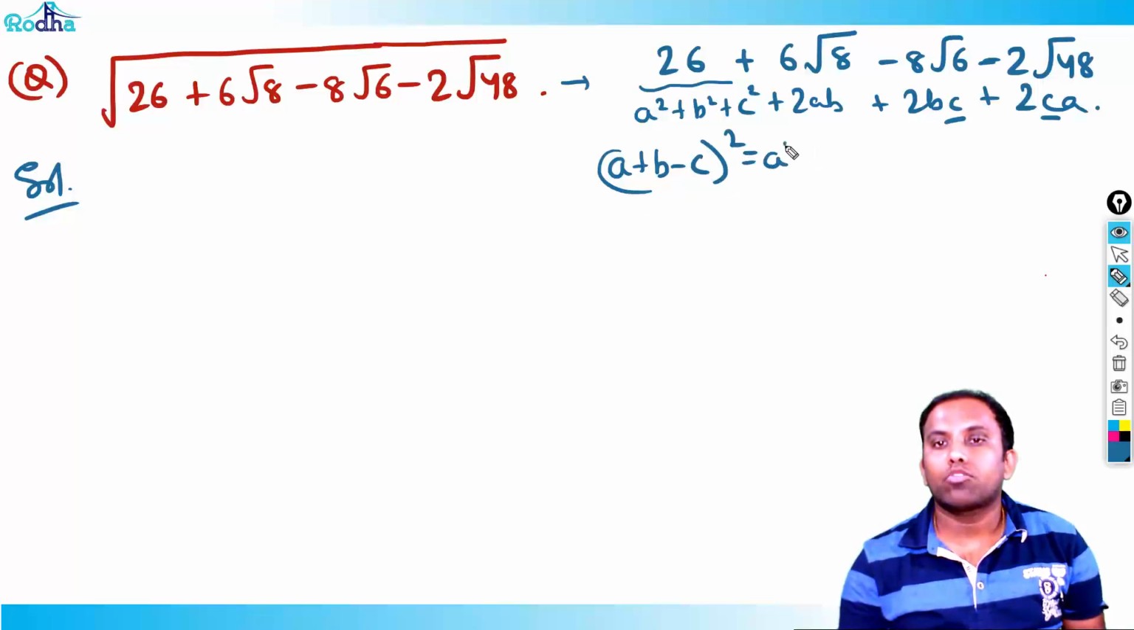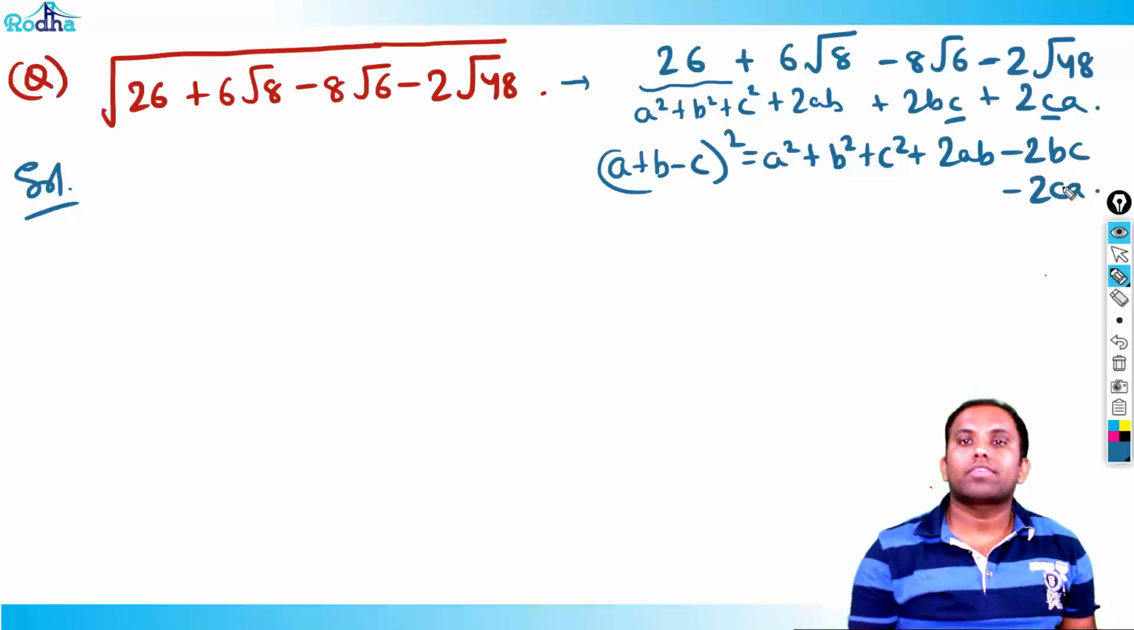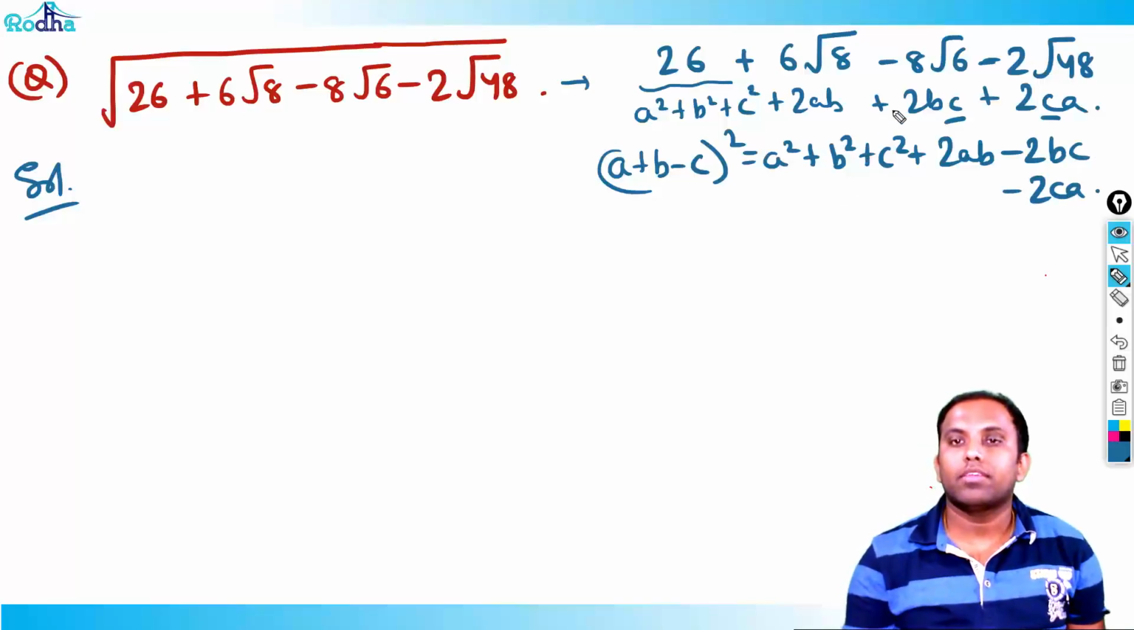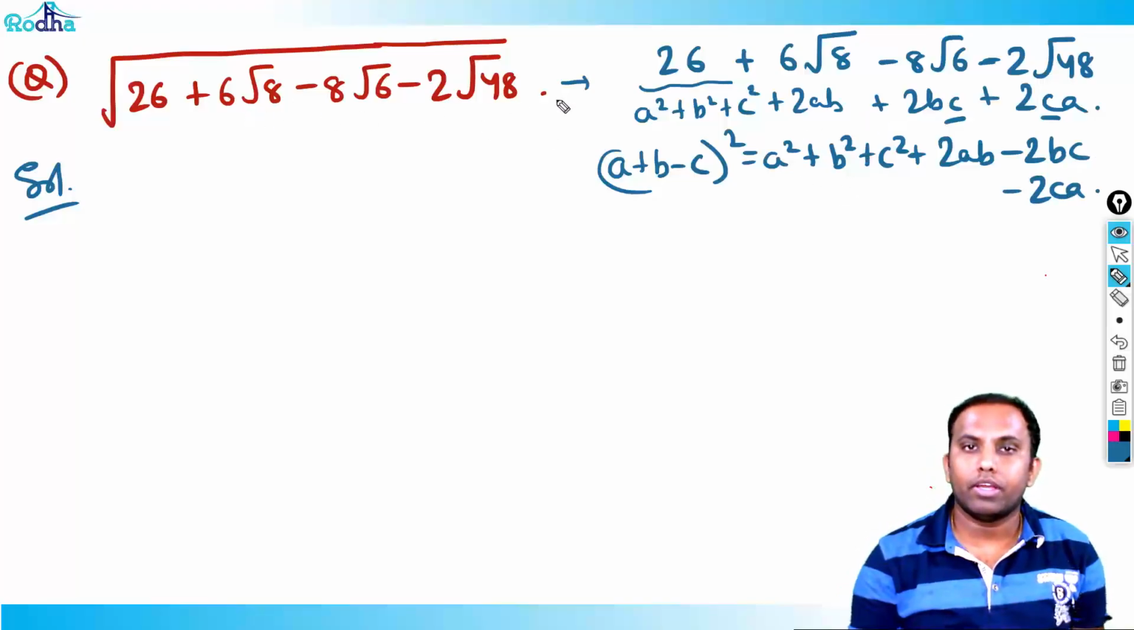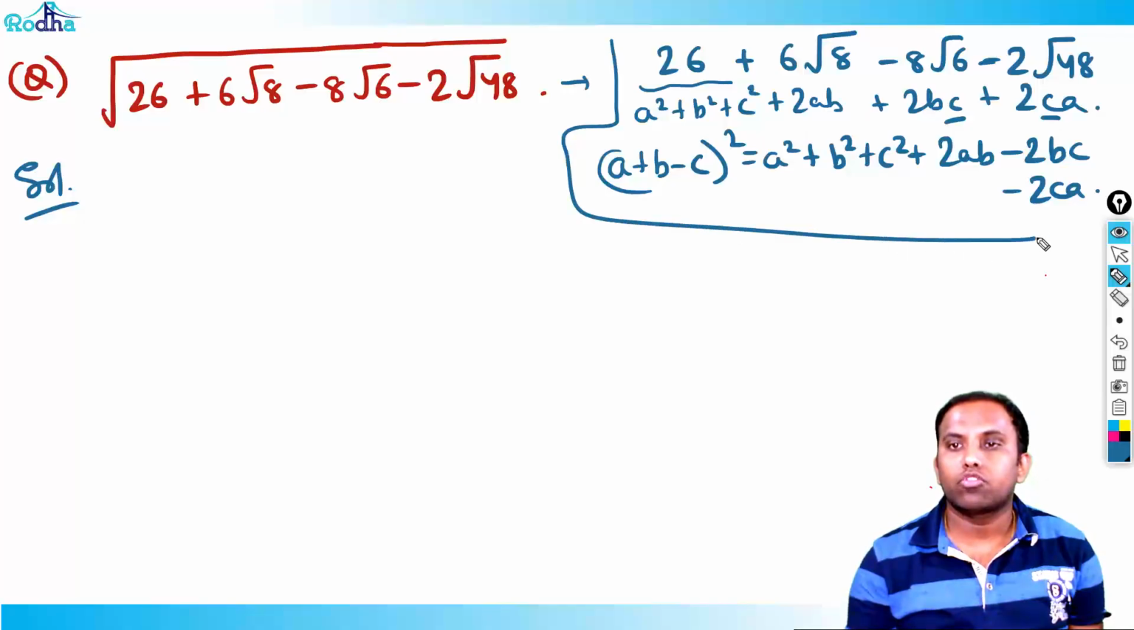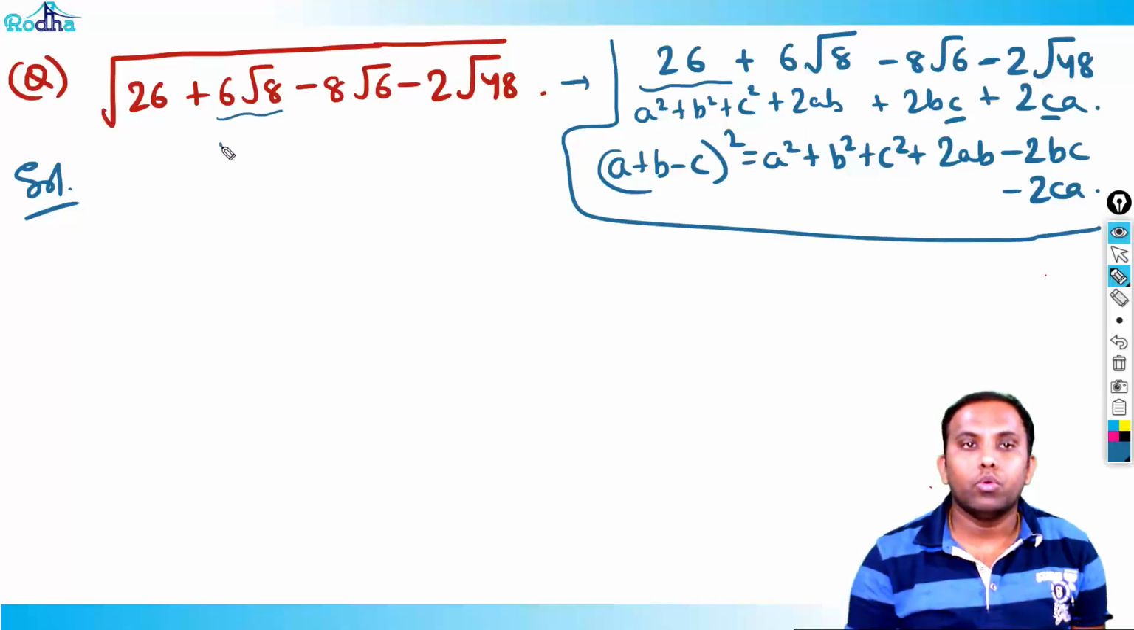That is a square plus b square plus c square plus 2ab, because b is positive, but now since c is negative, minus 2bc minus 2ca. The sign adjustment we'll see, it is a different thing. But right now, what is the main funda here? The main funda is to solve this part: 2ab, 2bc and 2ca. Since 2 is here, it is fine, we don't need to change anything here. But we have to change this funda.